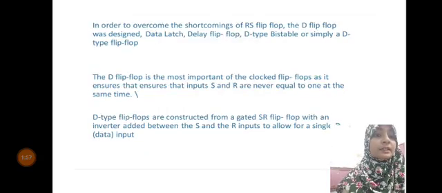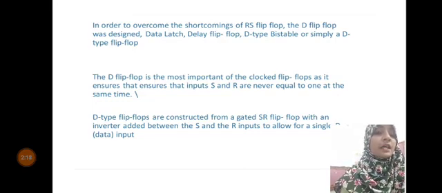In order to overcome the shortcoming of the RS flip-flop, the D flip-flop was designed: data latch, delay flip-flop, D-type, D-stable, or simply a D-type flip-flop. The D-type flip-flop is the most important of the clocked flip-flops as it ensures that inputs S and R are never equal to 1 at the same time. D-type flip-flops are constructed from a gated SR flip-flop with an inverter added between the S and R inputs to allow for the single D input.